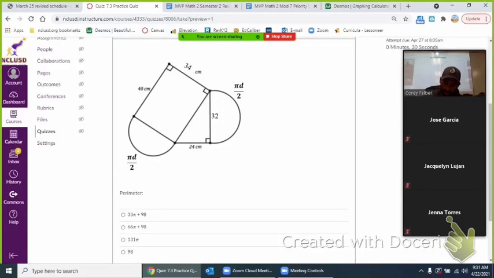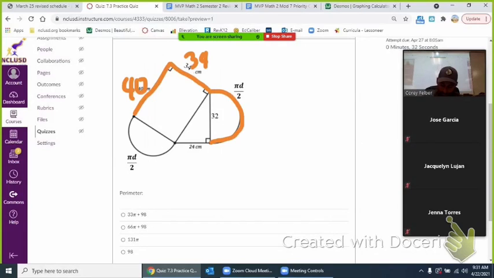Okay, so if we're trying to do the perimeter here, again, it's going to be this side, which is 40, plus this side, which is 34. All right, but then we have to add this arc, because remember, perimeter is all the way around the outside.